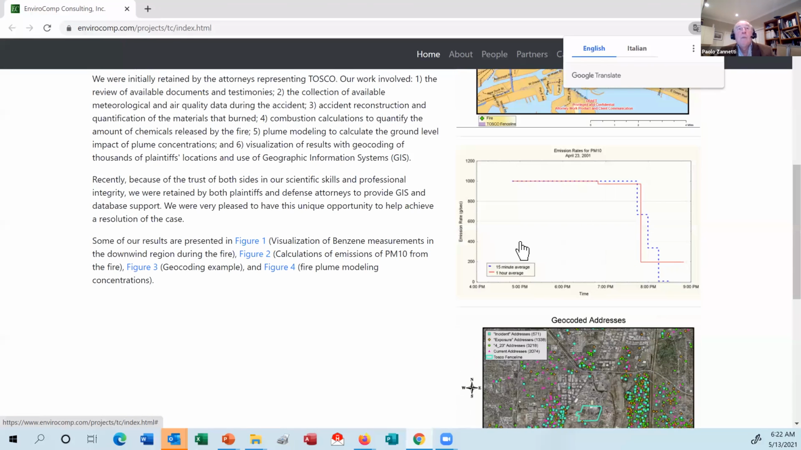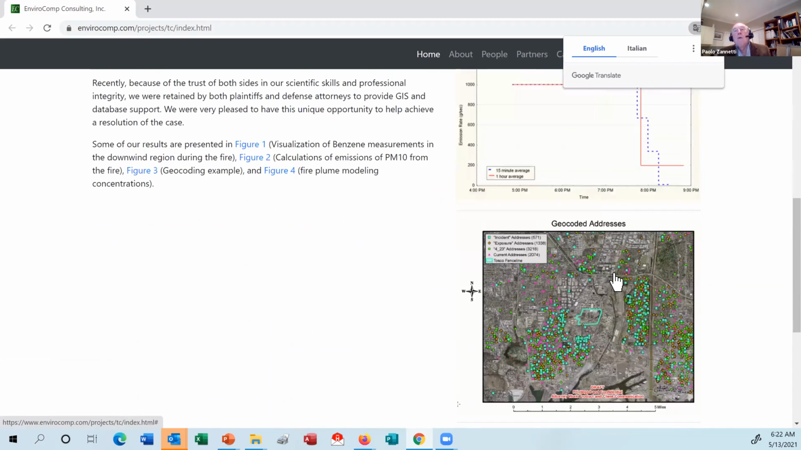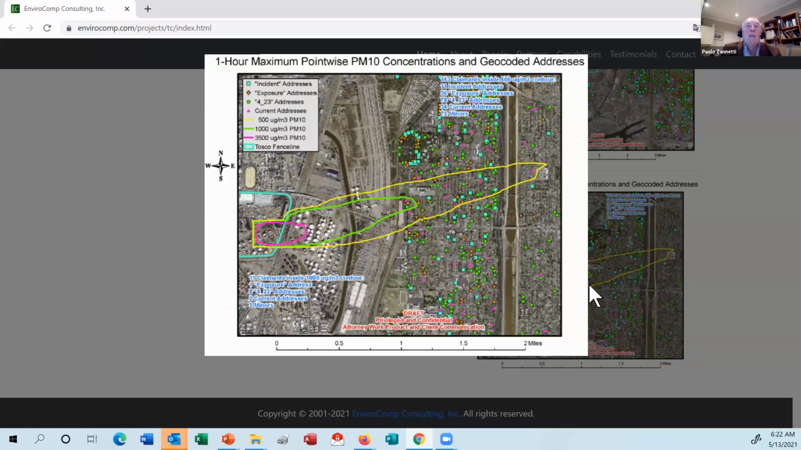Then I did the modeling of the plume. I hired a fire expert on the East Coast, a top expert on fires, and he gave me his best estimate of the emission rate. So I plugged the emission rate in my model, and I obtained these results. This is the plume impact during the fire. And you can see only maybe 20, 30, 40 people were exactly inside the plume. All the other 4,900 were outside the plume.